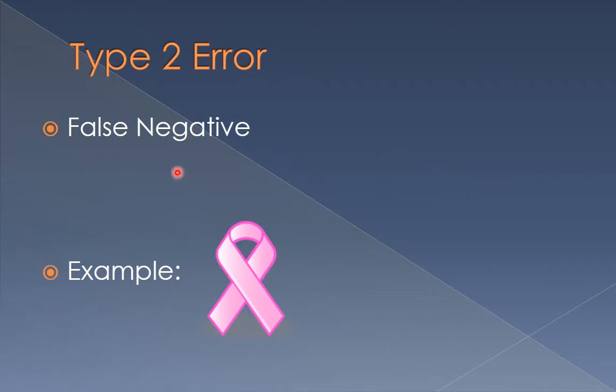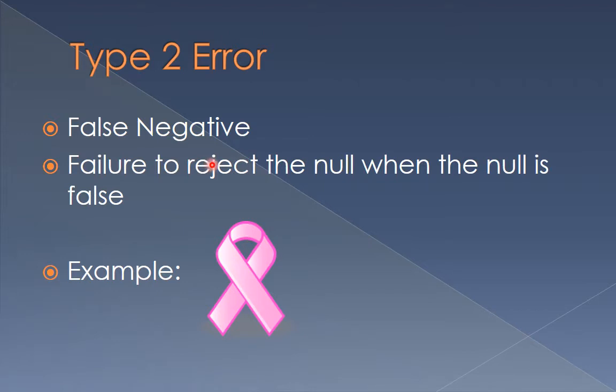So a type 2 error, on the other hand, is a false negative. In other words, we have failed to reject the null hypothesis when the null is in fact false. An example of a type 2 error is a doctor or physician telling a woman with metastatic breast cancer that she does not in fact have cancer. In this case, the null hypothesis is that the woman does not have cancer. So this is a false negative because we know that the woman does have cancer, but we have told her otherwise.